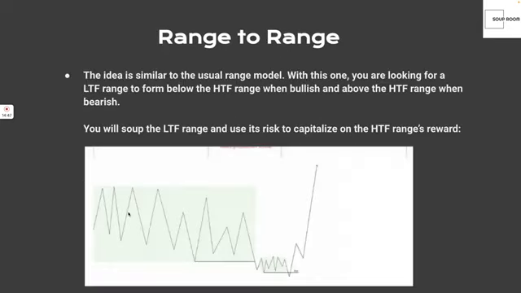Take a look right here. Consolidation range on the higher time frame. Consolidation on the lower time frame below the higher time frame's range. Key level right here. Not shown, however, there is a key level. Hit below the lower time frame range. TP1 at the high of the lower time frame range. TP2 at the midpoint of the higher time frame range. And TP3, final TP, the opposing end of the higher time frame range.